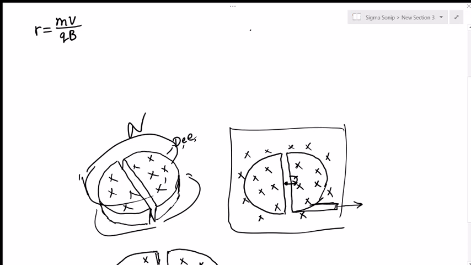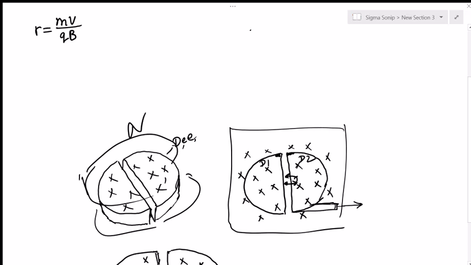When this particle comes into the gap, what we do is we change the polarity. There's a potential difference between these two Ds. So let's call them D1 and D2. When the particle comes back here, we make D1 positive with respect to D2.